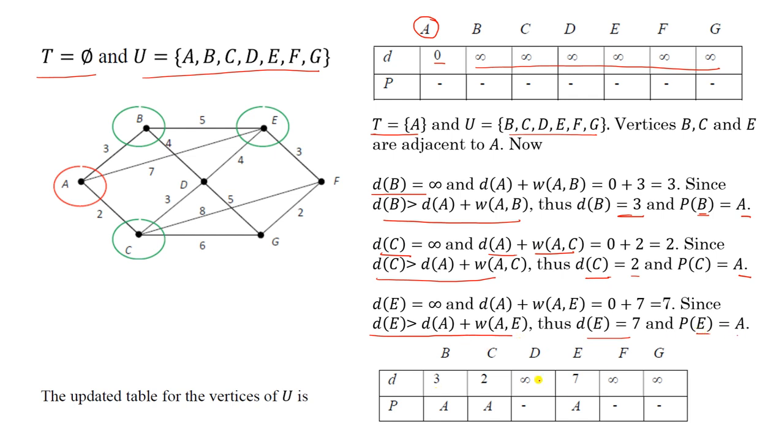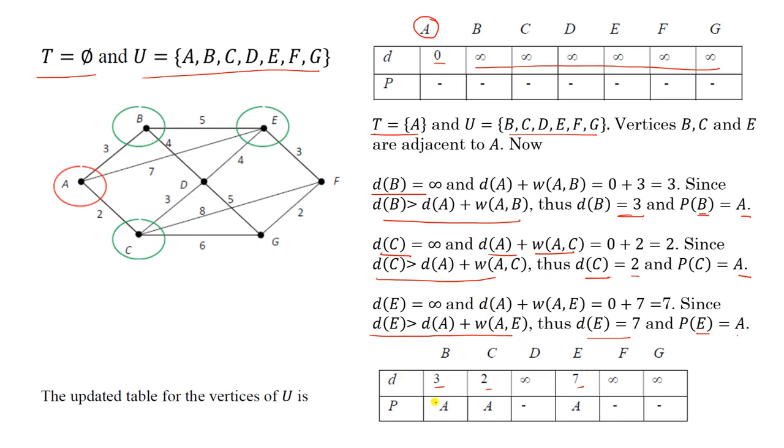And this is the updated table. So here these three values: for B it is 3, for C it is 2, and for E it is 7. So these three values will be updated in this table.